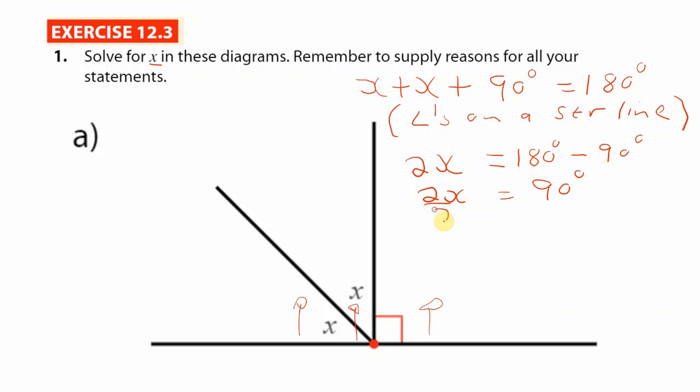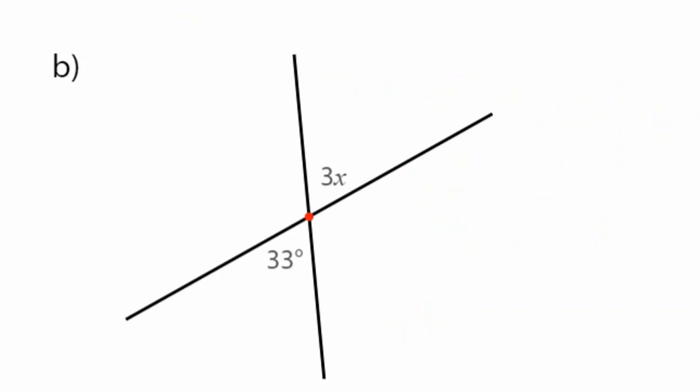So we need to get rid of the 2. Opposite of multiplying is divide. What we do to the left, we do to the right. So now we can cancel the 2's. So we simply have x, which we wanted all along. 90 divided by 2 is 45 degrees. Number B, I'm going to give you a minute or two to try this one on your own.